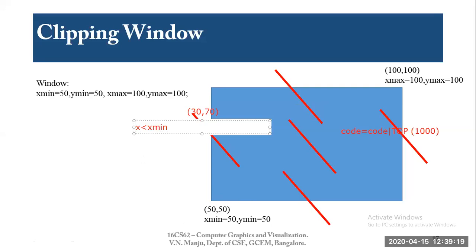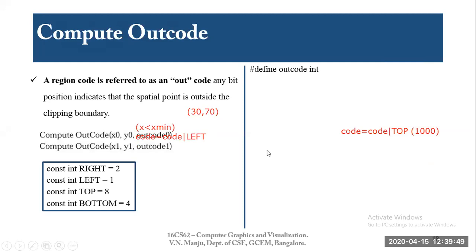Okay, so if it is less than x min, what am I going to do? Can anybody tell me, code is equal to code bitwise OR what is it? What is my outcode? Code or Left. Yeah, correct. So code or left. Okay, so at that time I can find it is on my left. So that is how we generate the code for everything.